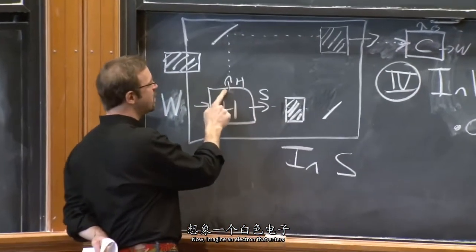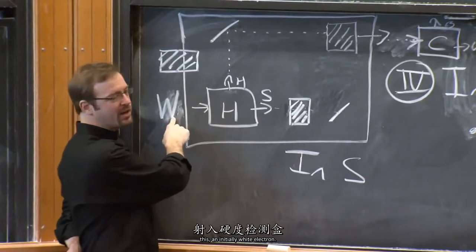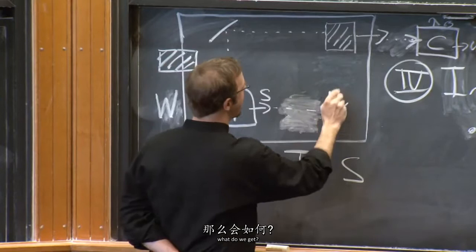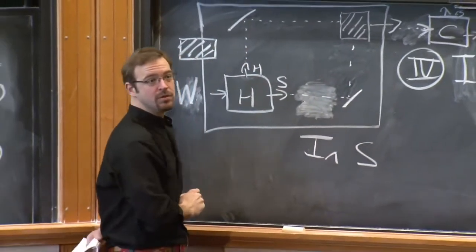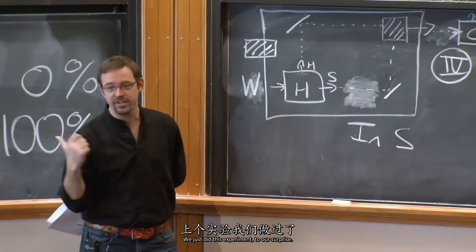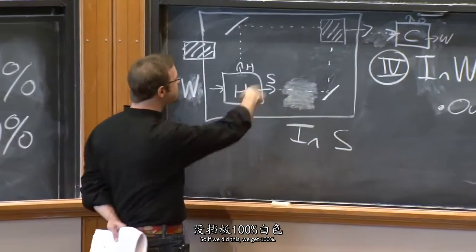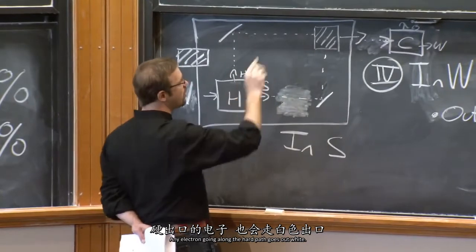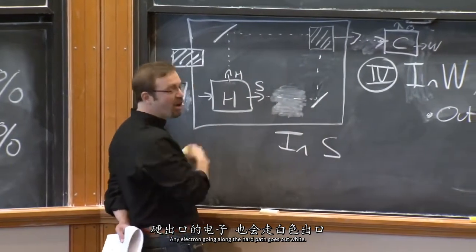Now imagine an electron that enters this, initially a white electron. If we had the barriers out, what do we get? 100% white, right? We just did this experiment, and to our surprise, we get 100%. That means that any electron going along the soft path comes out white. Any electron going along the hard path goes out white. They all come out white.